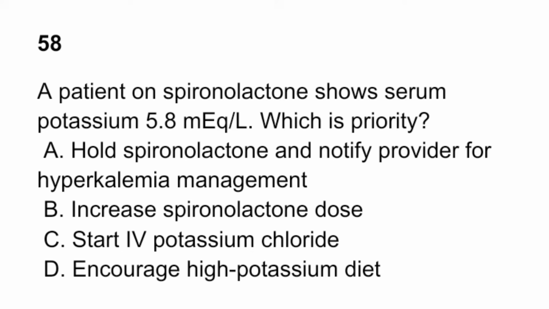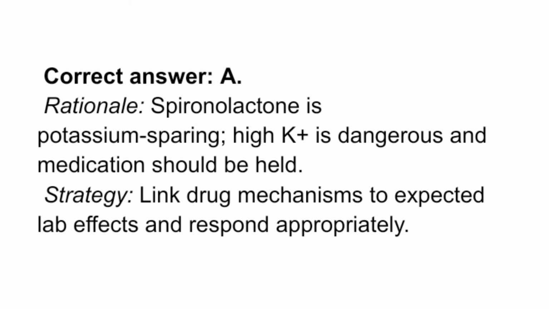58. A patient on spironolactone shows serum potassium 5.8 milliequivalents per liter. Which is priority? A. Hold spironolactone and notify provider for hyperkalemia management. B. Increase spironolactone dose. C. Start IV potassium chloride. D. Encourage high potassium diet. Correct answer, A. Rationale: spironolactone is potassium sparing, high K+ is dangerous and medication should be held. Strategy: link drug mechanisms to expected lab effects and respond appropriately.